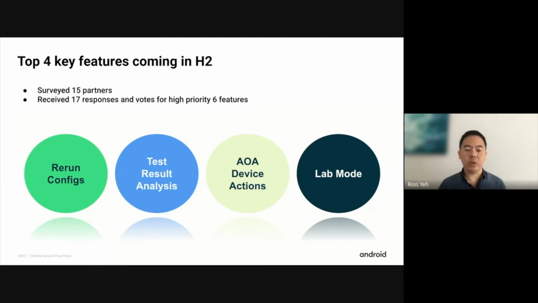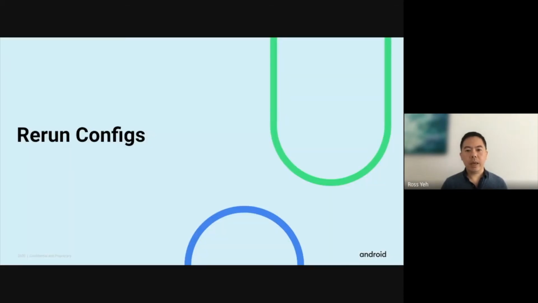But here I want to share with you the top 4 features for the upcoming half of this year. And here they are. First is to rerun the configs. Second, test result analysis, AOA Device Actions. And the last feature will be the lab mode. Next, I'll pass to William to tell you more about the rerun configs.